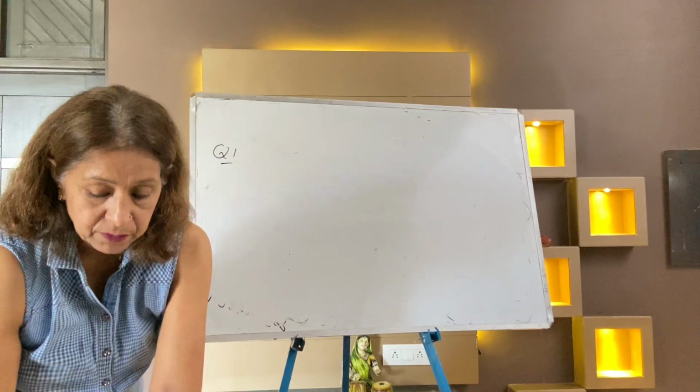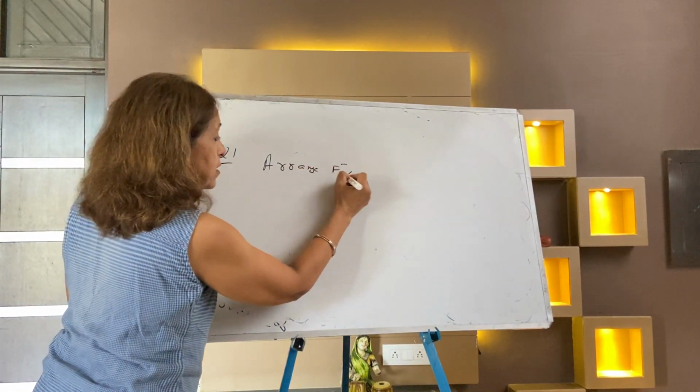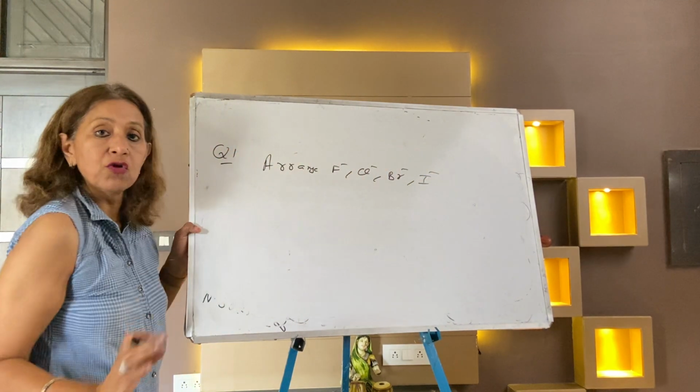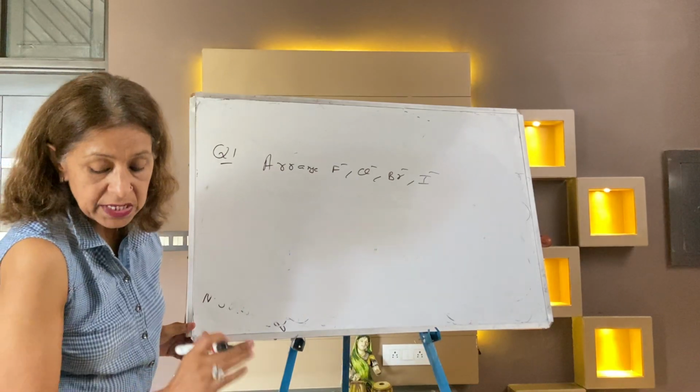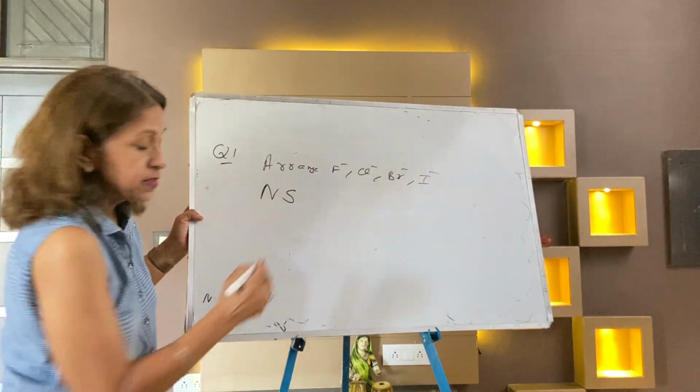Question number one is: arrange F minus, Cl minus, Br minus and I minus. These are all nucleophiles. Arrange all these nucleophiles in order of nucleophilic strength in the presence of water.